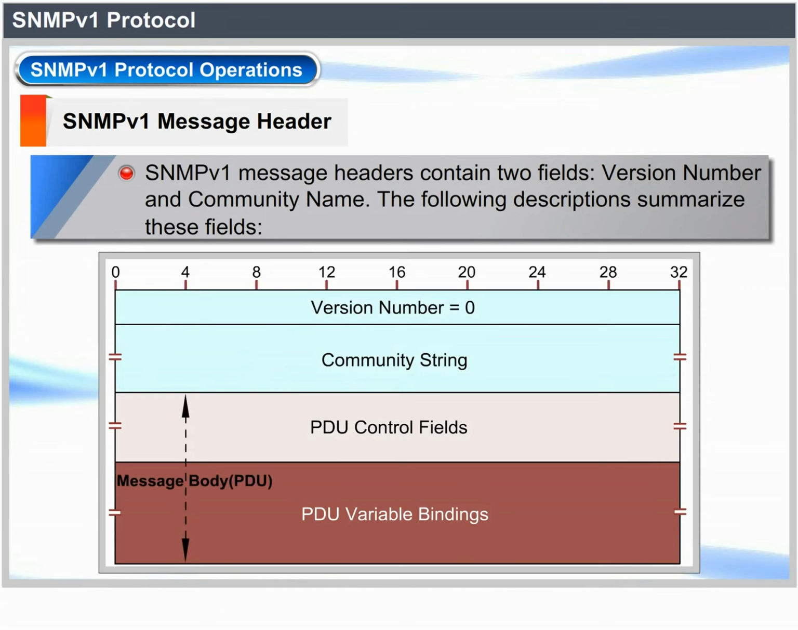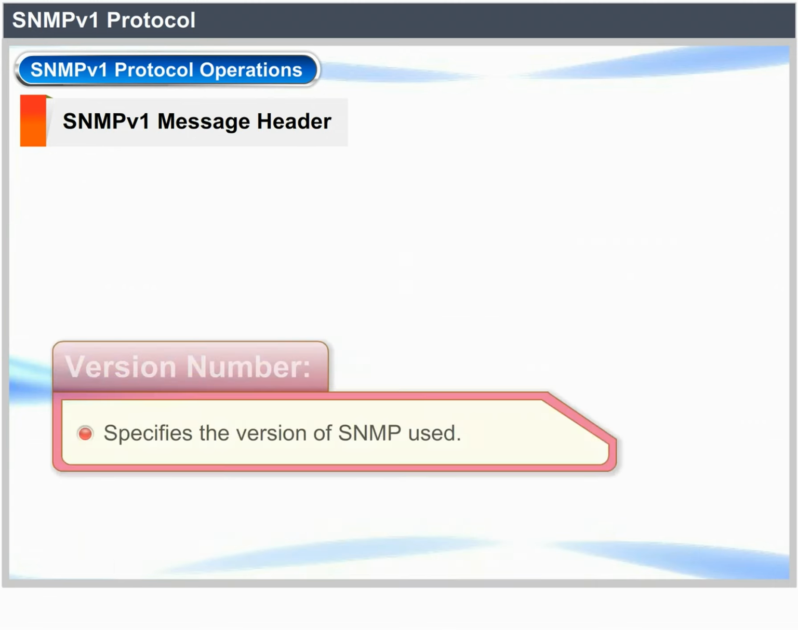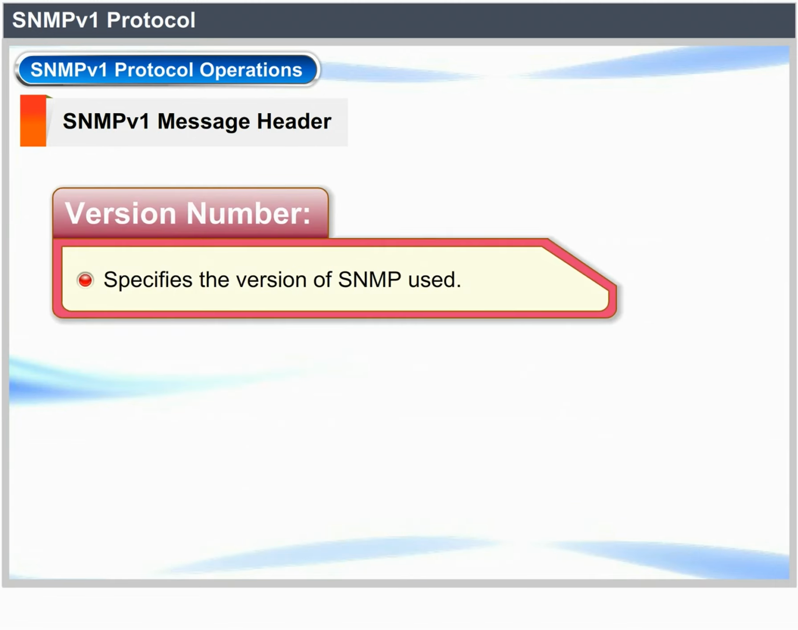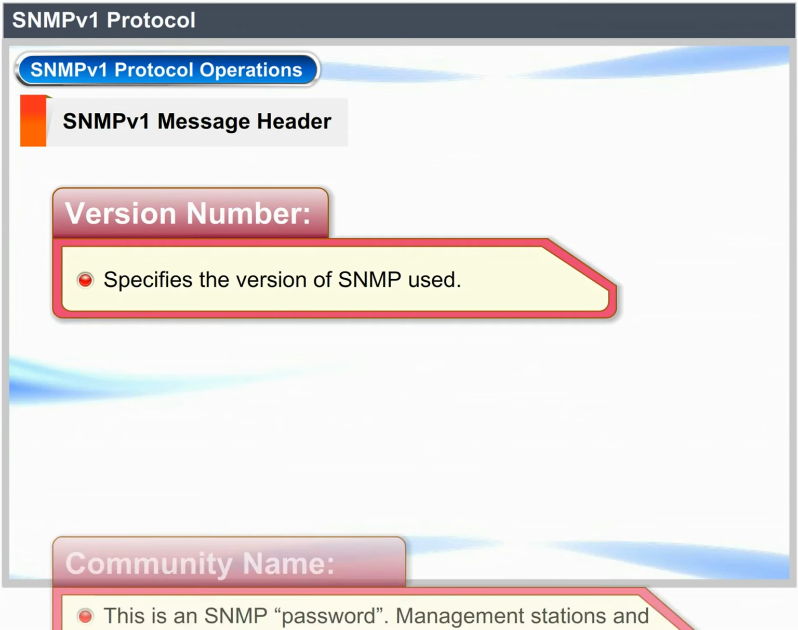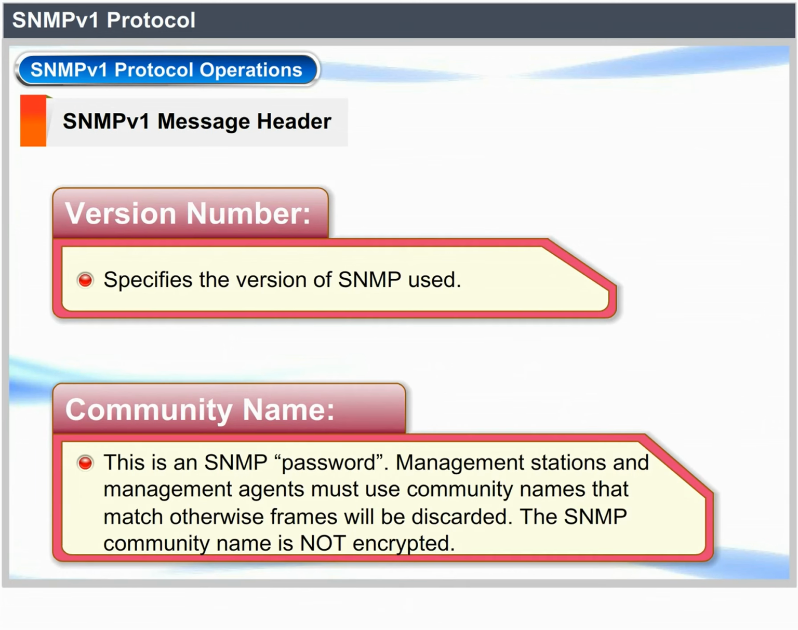Version number specifies the version of SNMP used. Community name. This is an SNMP password. Management stations and management agents must use community names that match, otherwise frames will be discarded. The SNMP community name is not encrypted. Protocol data unit (PDU) indicates SNMP operation and variable bindings.